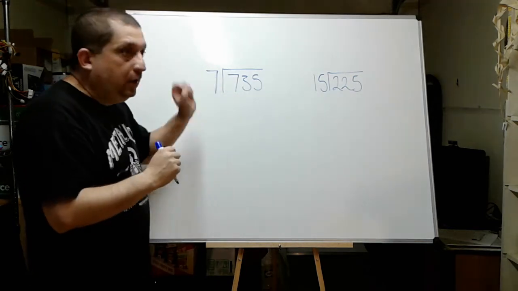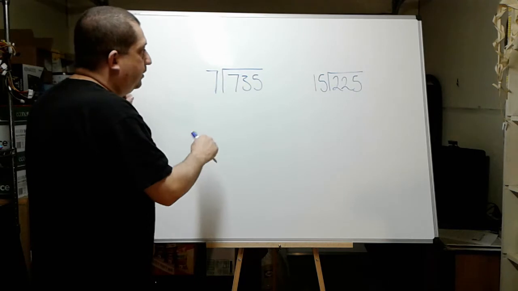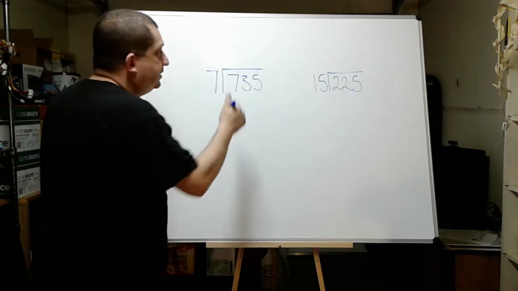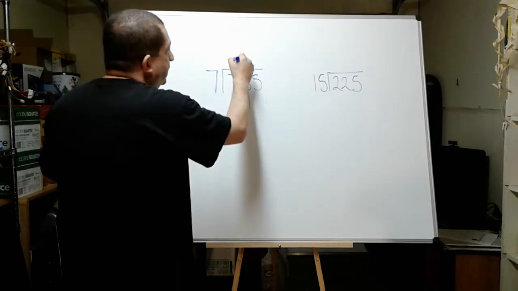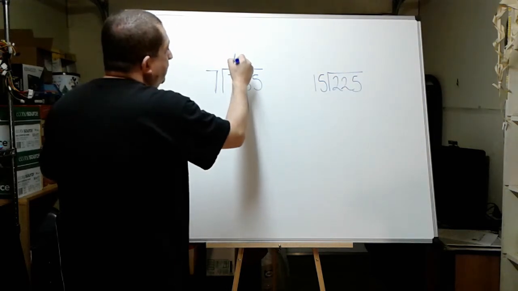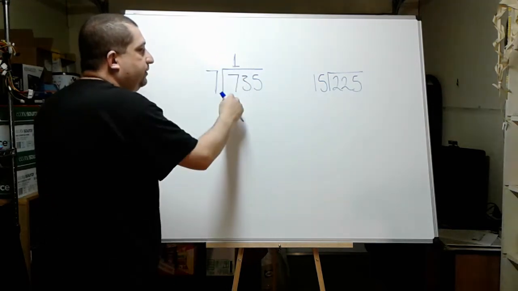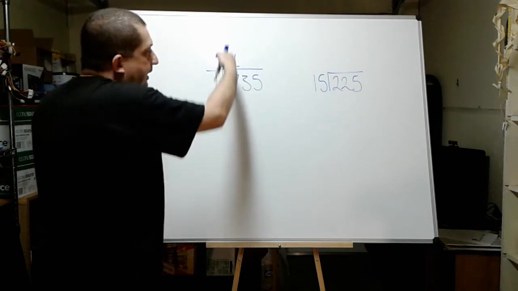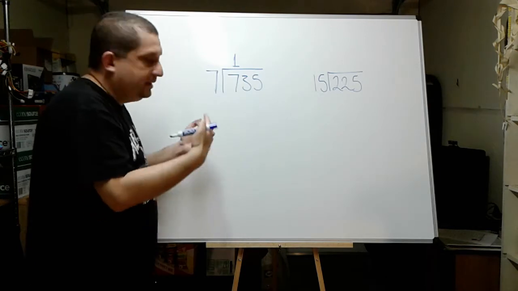In this case, I'm in luck with this problem. I'm going to take the 7 first. Can the 7 go inside of the 7? Yes. How many times? 1 time. I'm going to put my 1 in here, and I'm going to put it right on top of this 7 because this is the number that I'm engaging with, and I like to keep my numbers aligned and tidy.